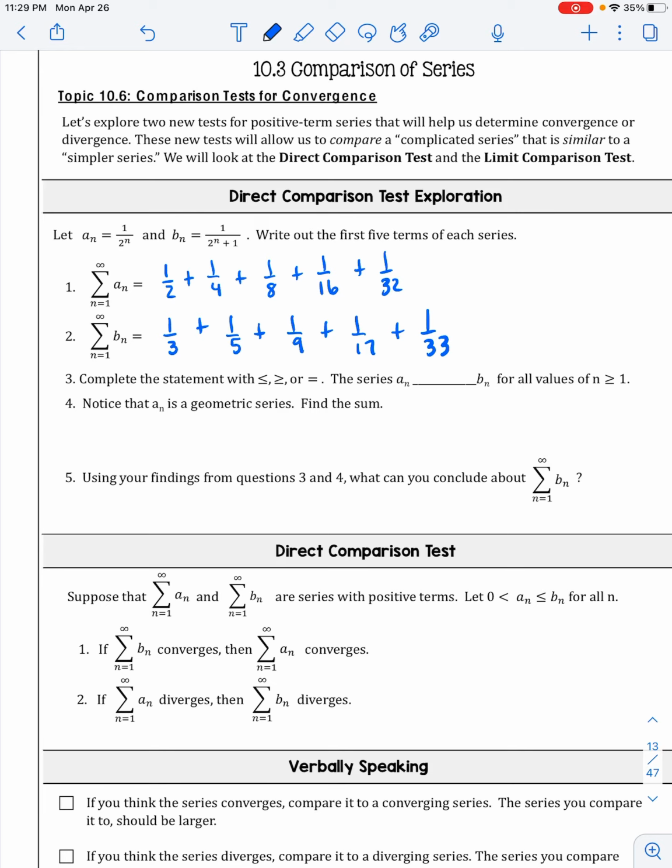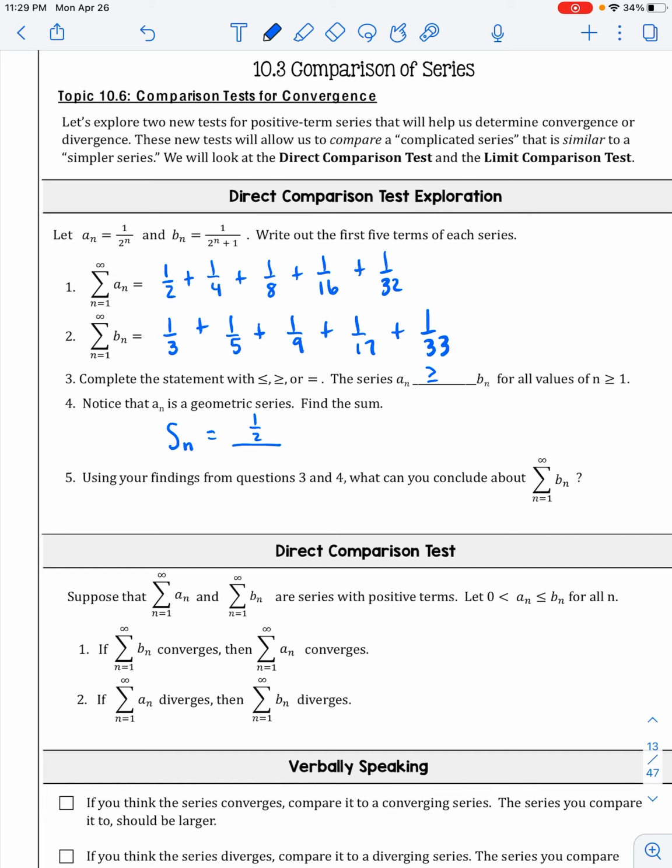Notice that the bigger the denominator is, the smaller the number is. So when I compare 1/2 and 1/3, 3 is bigger in the denominator, so 1/3 is smaller than 1/2. 1/5 is smaller than 1/4. 1/9 is smaller than 1/8. 1/17 is smaller than 1/16. 1/33 is smaller than 1/32. So complete the statement. The series a sub n is greater than or equal to b sub n for all values of n greater than or equal to 1.